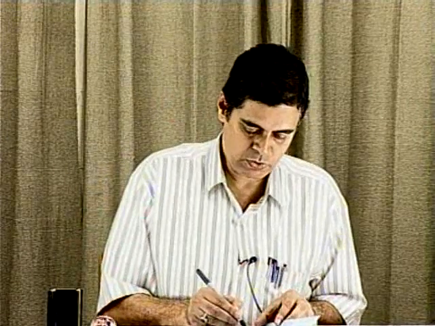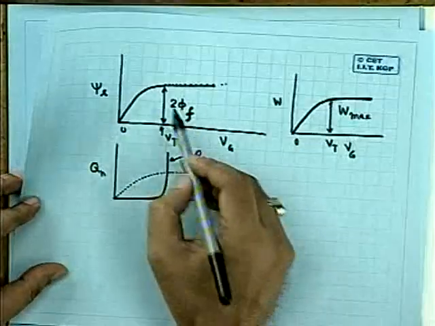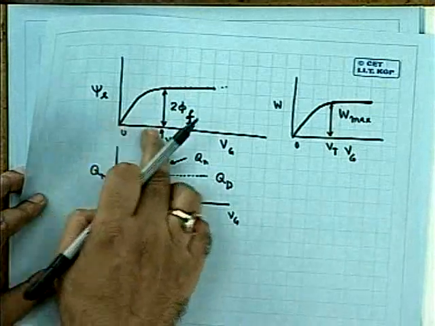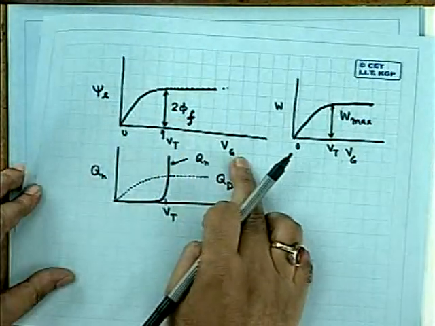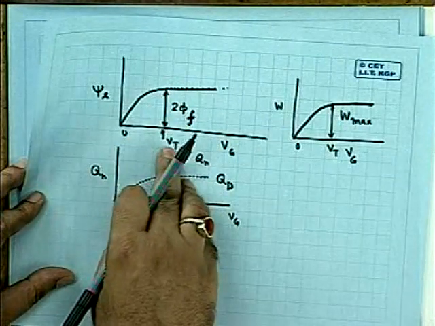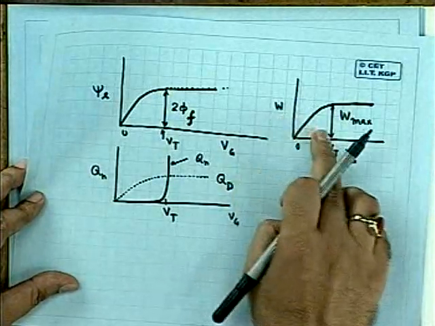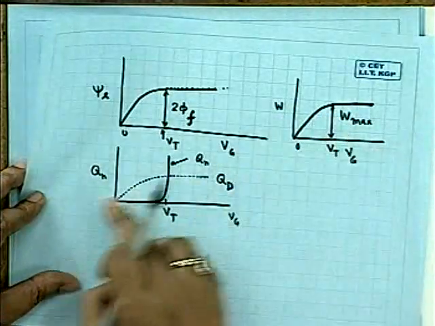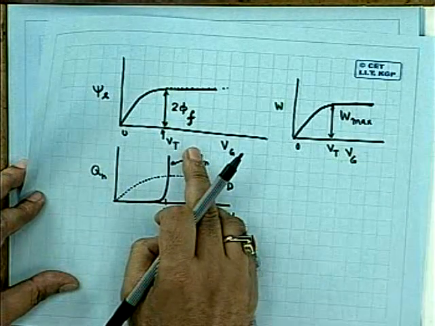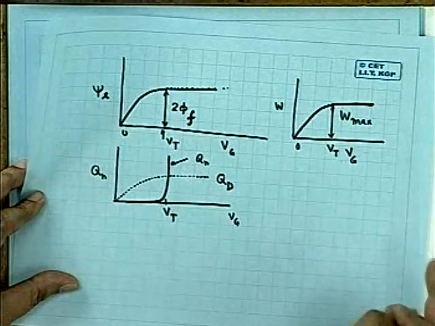This corresponds to W equal to W max. That means psi s is equal to, all these three curves are related. Please be clear about this. The origin is this curve, psi s dependence on Vg. I am assuming it remains constant beyond Vt at twice phi f. As a result, W saturates to W max. Qn starts forming from Vt effectively, and Qd becomes constant or gets saturated beyond Vt.